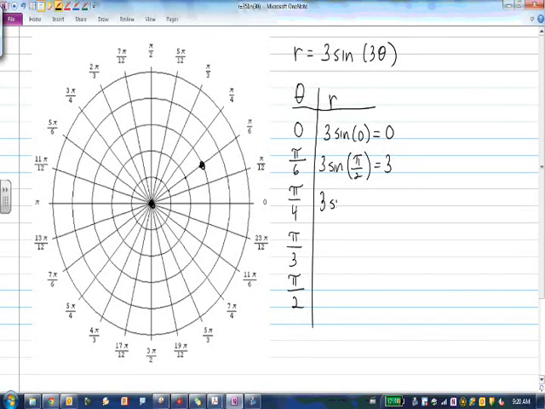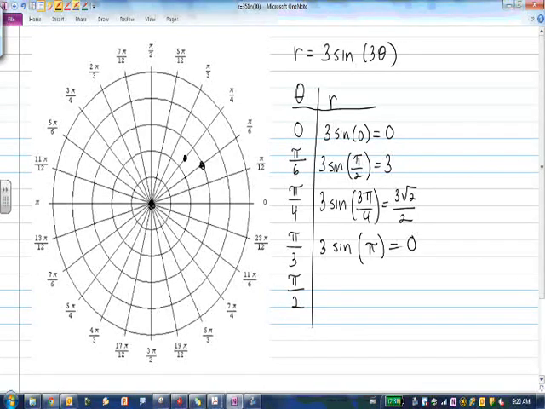At pi over 4, I'm going to get 3 sine of 3 pi over 4, which we all know. Sine of 3 pi over 4 is rad 2 over 2. So I get 3 rad 2 over 2. So 45 degrees, pi over 4 is in that direction, and I'm going to walk out approximately 3 rad 2 over 2 steps, which I'm just going to estimate to be here. Pi over 3, if I plug that in, I get 3 sine of pi. Sine of pi is 0, so I end up back at the origin.